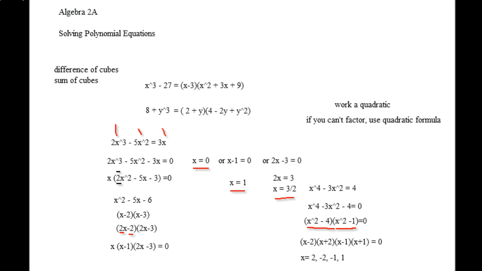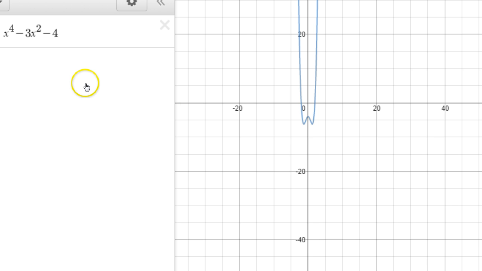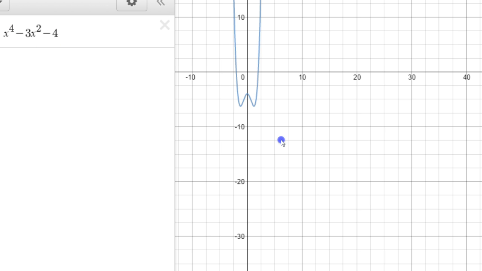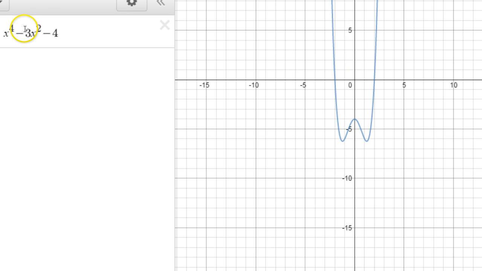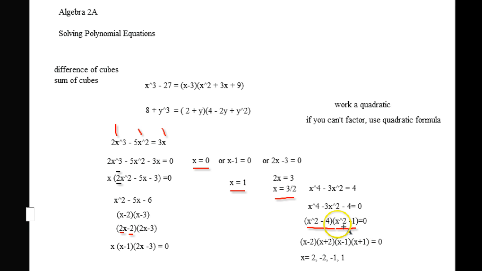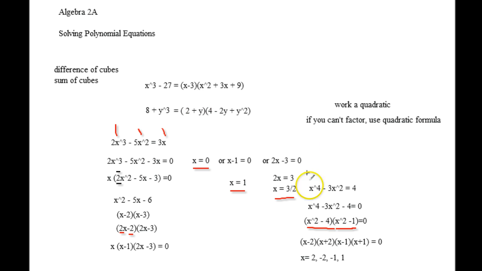Now, if I wanted to actually graph and see what my answers are going to be, hold on one sec. What I would do is take a look at this right here. All right, now I would graph it just to check. If you notice, when I graph it, I get just 2 answers. I get negative 2 and 2. So what happened to the other ones? Well, I go back to my work and look at it. Wait, hold on. Look at my factoring. Negative 4 times negative 1 is not negative 4. This needs to be positive.